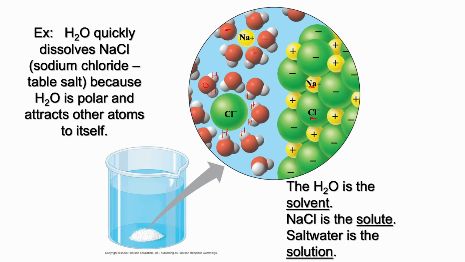Since this is representing dissolving and you're looking at a solution, the sodium chloride is going to be the solute. It's what's going to get dissolved or disappear. And then the water is the solvent. It's doing the work. It's doing the dissolving. And then the end result is going to be a solution of salt water.